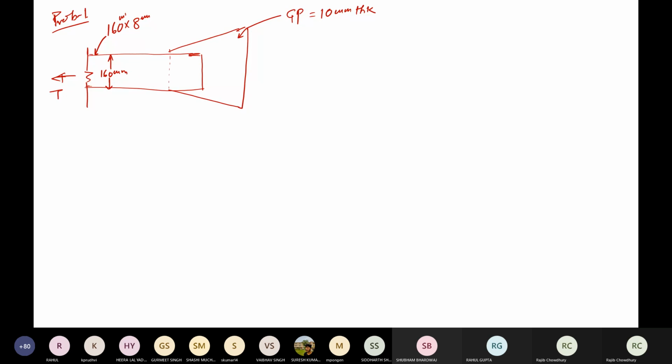160 mm by 8 mm. The ultimate stress and the yield stress are as usual 410 and 250. You can use 16 mm bolts over here, and I'm providing the bolt pattern in this particular way: 1, 2, 3, then 1, 2, then 1.